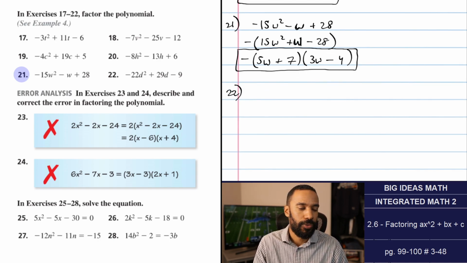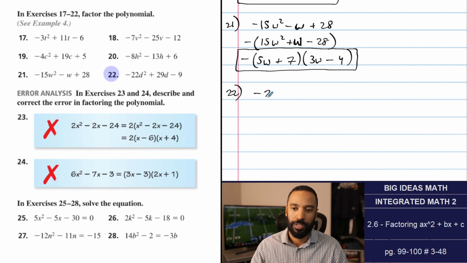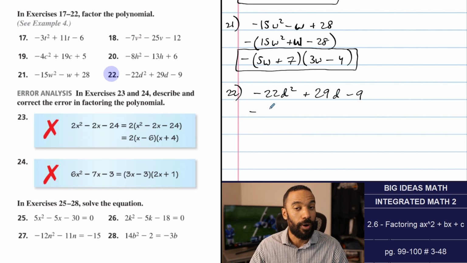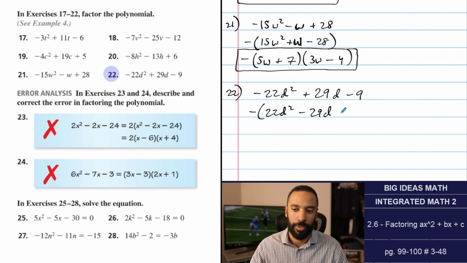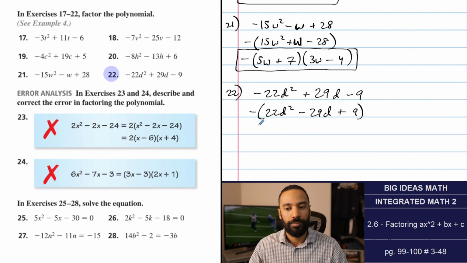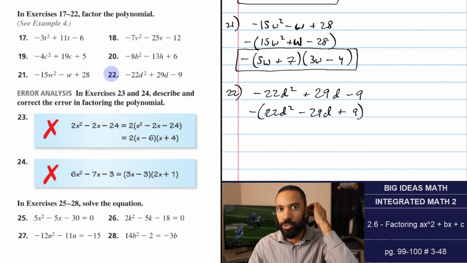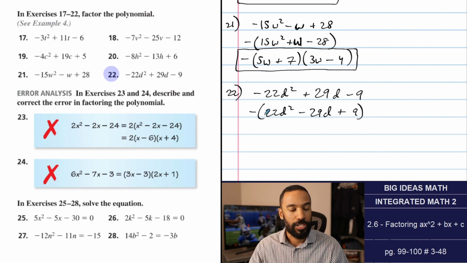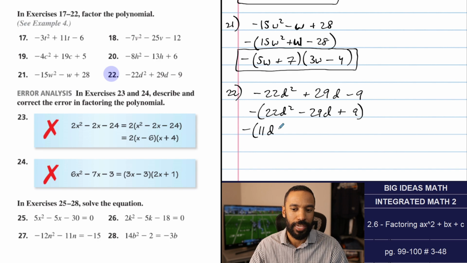Number 22, we have kind of strange numbers here. 22d squared. So let's see. Negative 22d squared plus 29d minus 9. I have a GCF of negative 1 to begin with. 22d squared minus 29d plus 9. 22. 11 and 2 or 22 and 1. I'm actually fascinated by the 22 and 1. It could be that, but I'm going to begin with 11 and 2. I think they tend to.